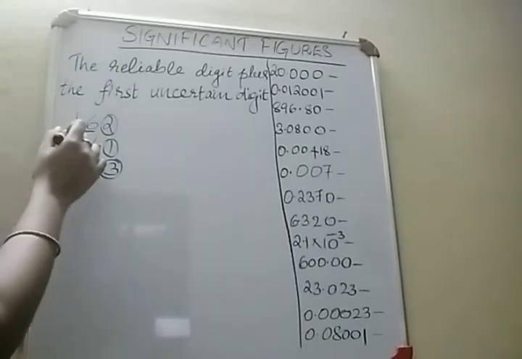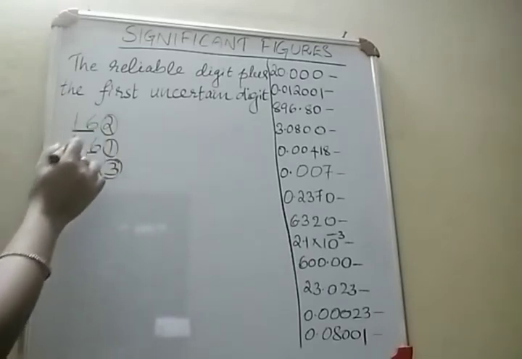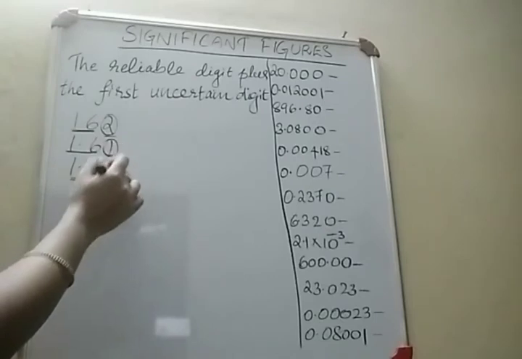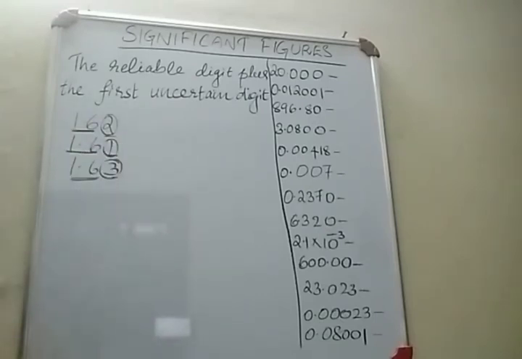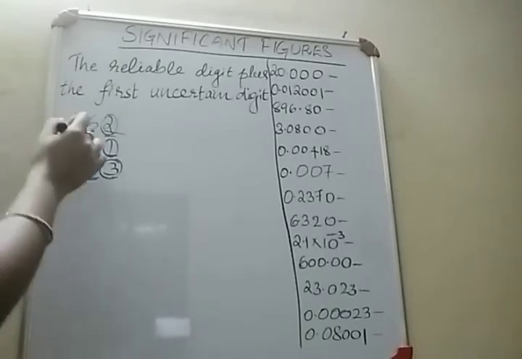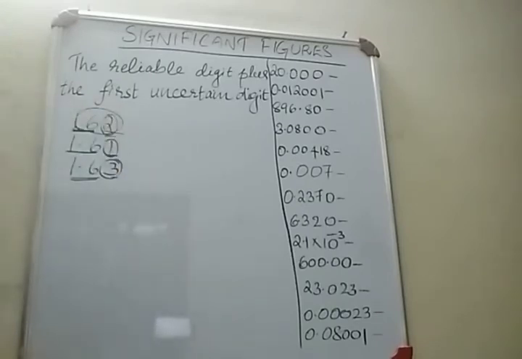So these certain digits are the reliable digits in a measurement, and this is the uncertain digit. These reliable digits and the uncertain digit together form our significant figures. To be more specific, we can say significant figures are the most valuable digits in any measurement.